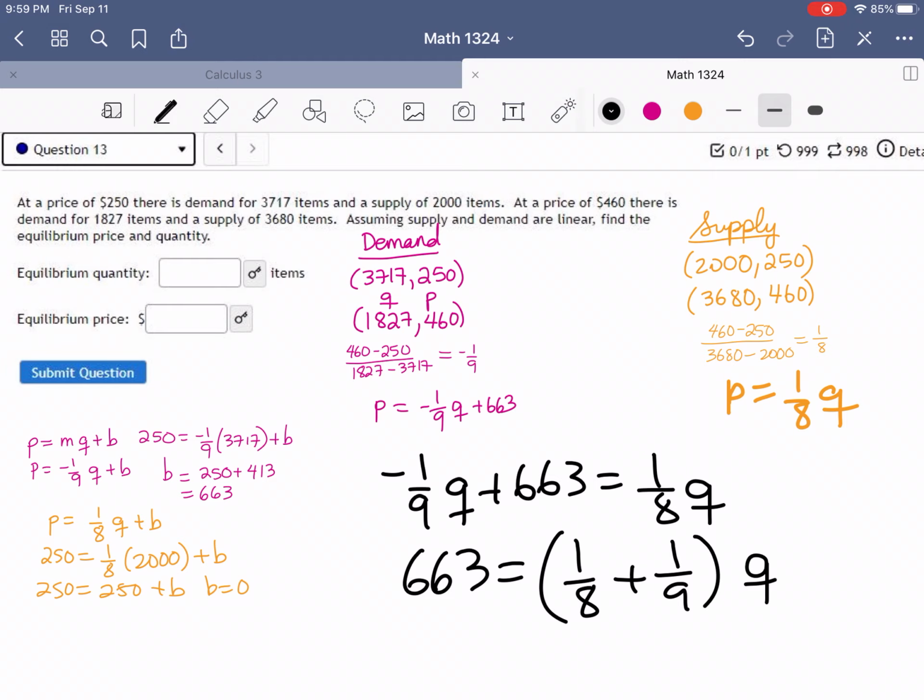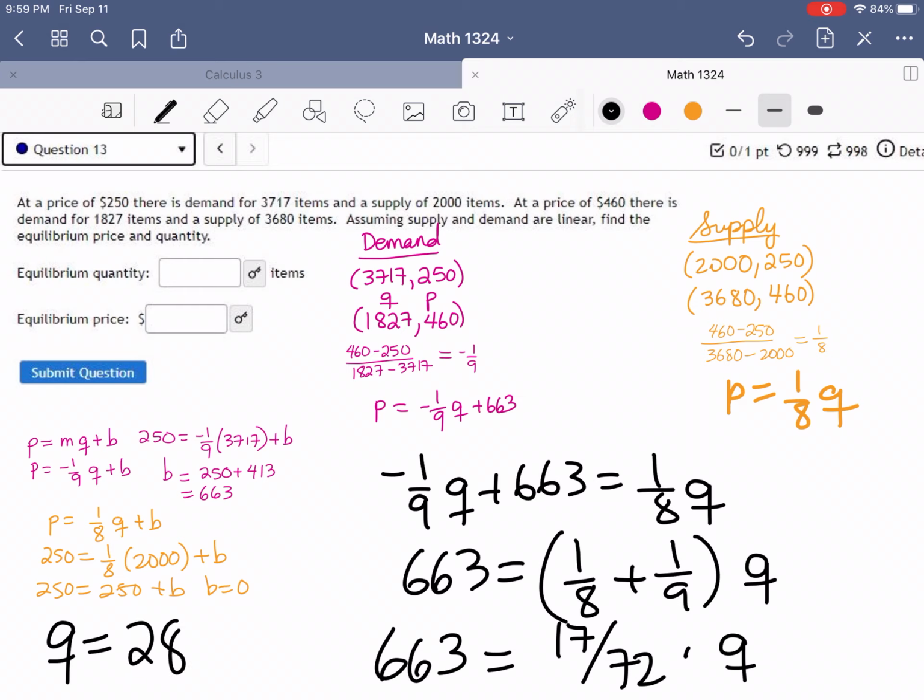That means 1/8 plus 1/9 is 17/72 times q. And if I solve for q, that leaves me with, let's see, 663 times 72 divided by 17. 2808 is our q. And so that is our equilibrium quantity.